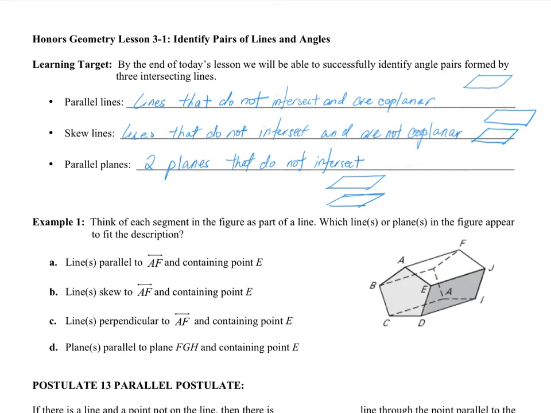Lesson 3.1. Identify pairs of lines and angles. By the end of today's lesson, we will be able to successfully identify angle pairs formed by three intersecting lines.